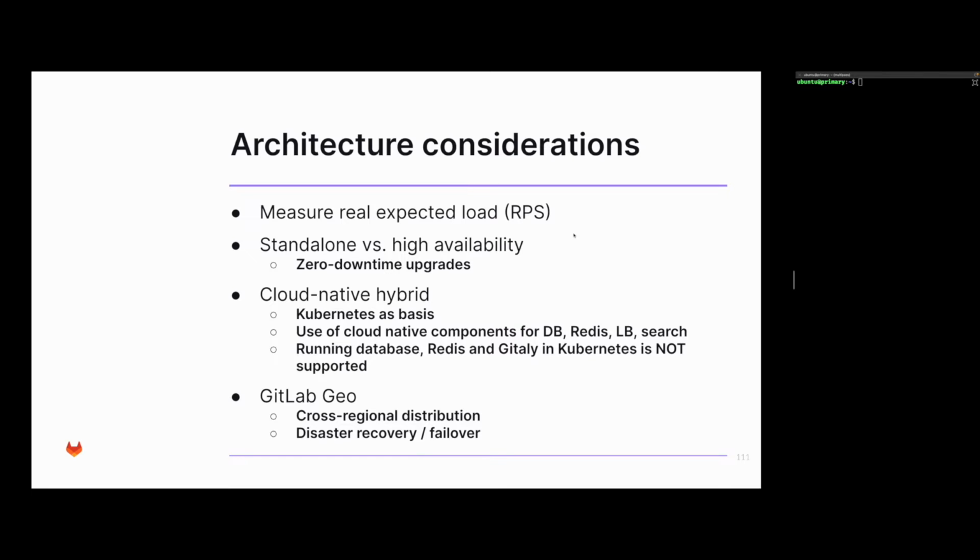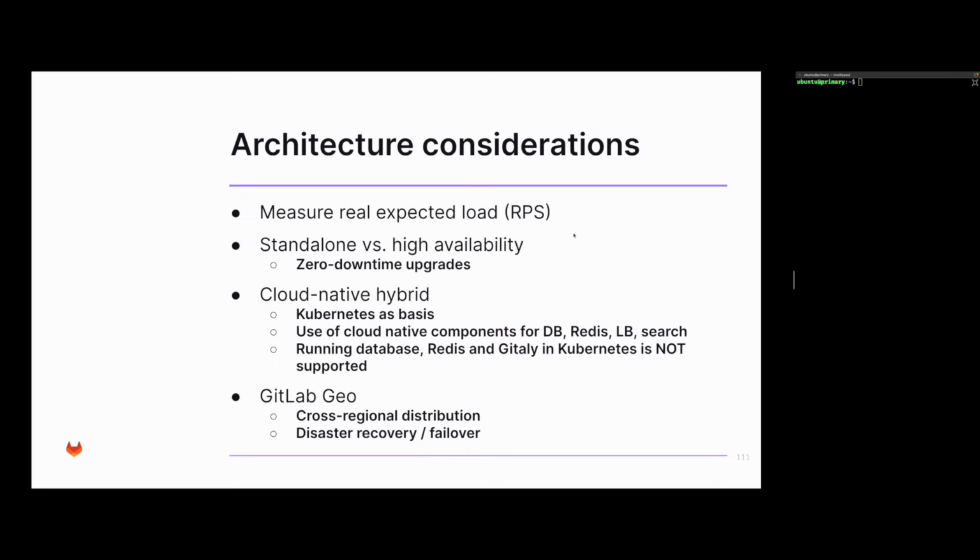Then some people have very few users, but very high standards on high availability or zero downtime upgrades. They really demand this highly available and zero downtime approach. If you need that, then you also need to upscale a little bit, because only the 3,000 reference architecture supports these zero downtime upgrades.